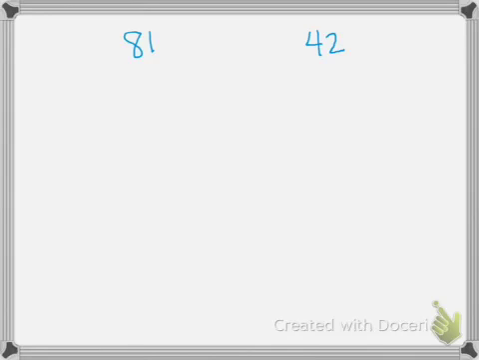So let's start using a factor tree over here. So I know that 81 is 9 times 9. Now, 9 is not prime, so I need to break this down even further. So I get to 9 by multiplying 3 times 3, and the same with this 9 over here. Now 3 is prime, so I'm going to circle my prime numbers, and I'm done.